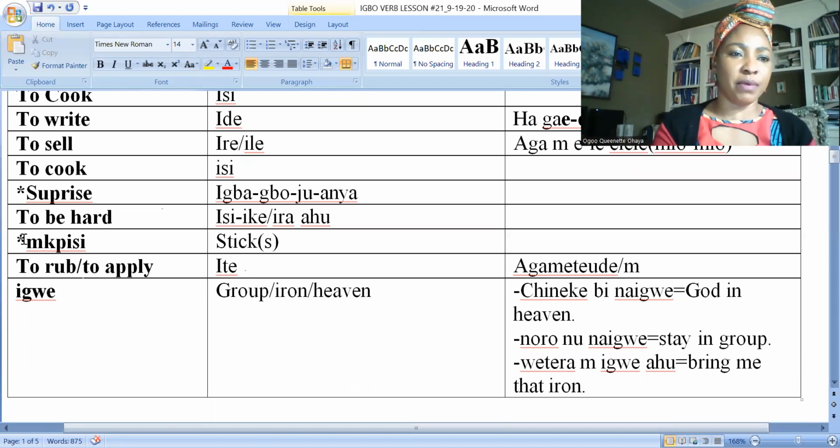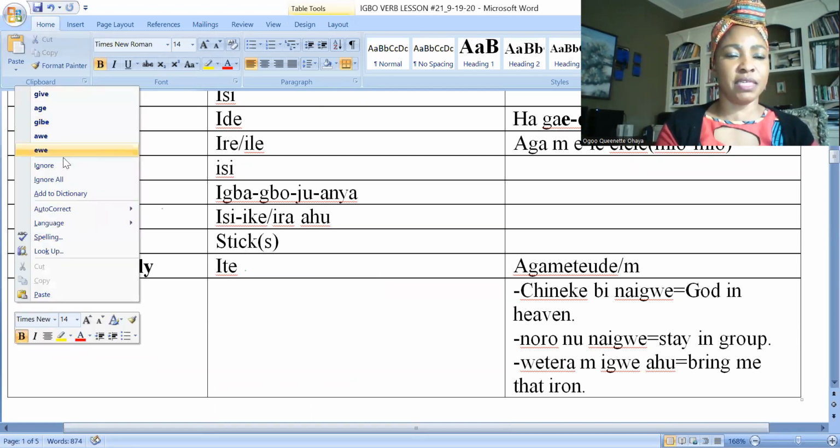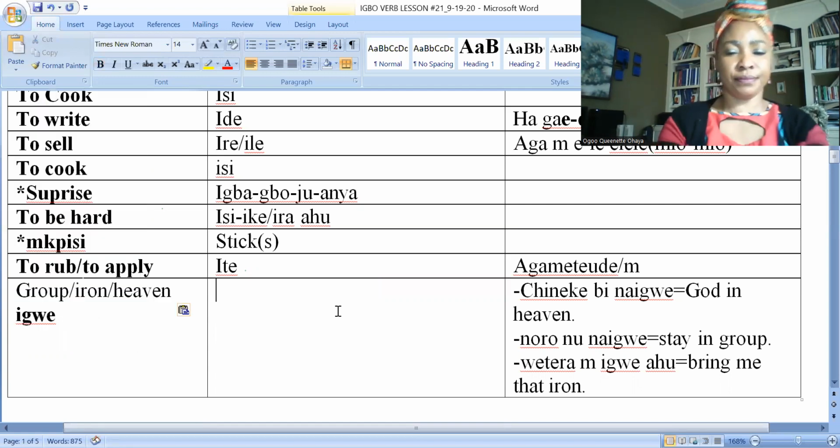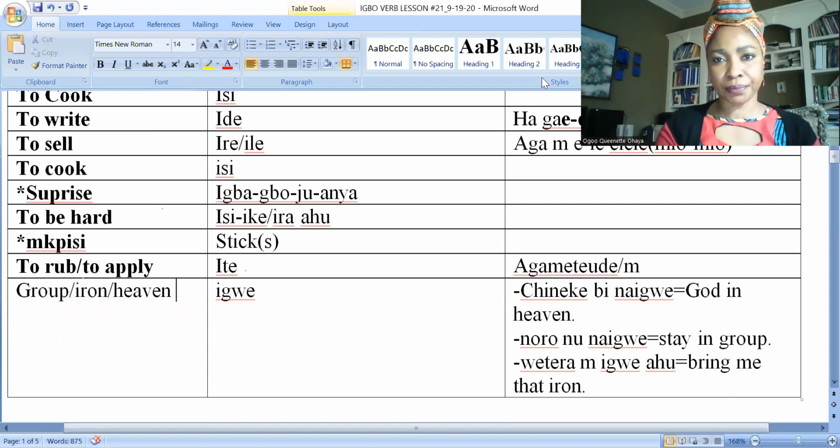Igwe, okay, wow. This one's supposed to go this way. Okay, this one can mean three things. So I missed up to three things. Igwe. We have Igwe. People are just coming to class this time. They're very, very late. Okay.